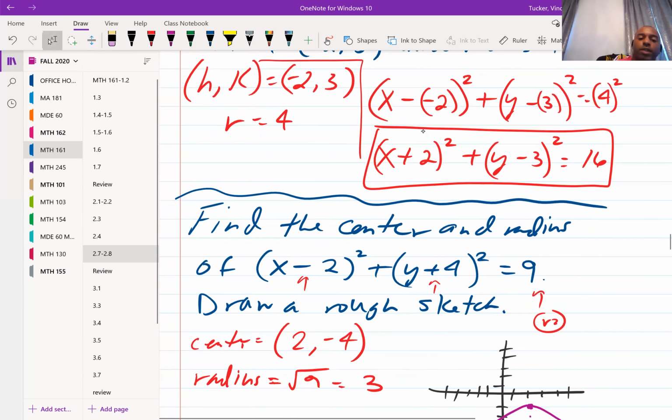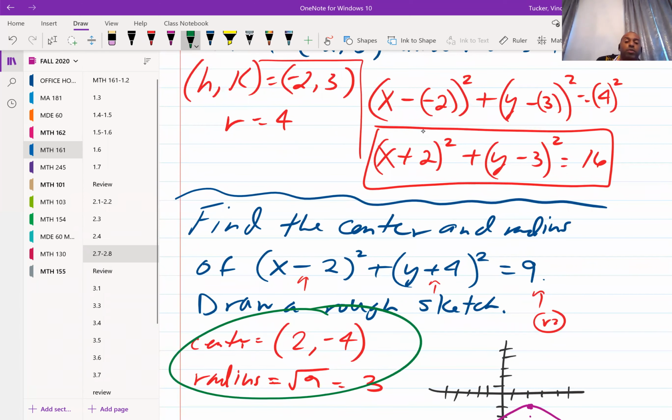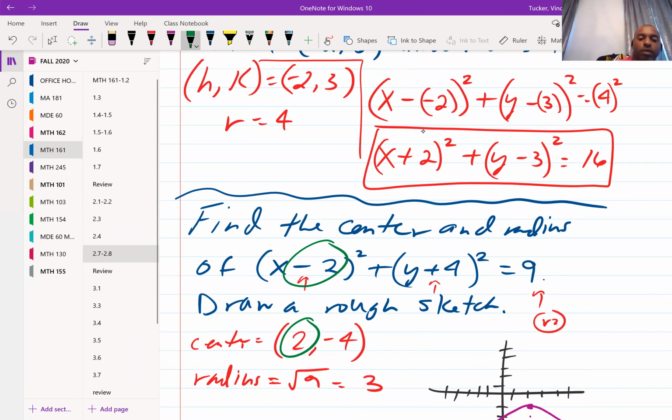All right, so first thing is right here. Remember, we're supposed to use opposite signs. So they give us x minus 2, that means positive 2 is going to be our h. Then y plus 4, that means -4 is going to be k. And then we take the square root of 9, and that'll give us 3 as our radius. So before we go any further, is everybody okay with that?